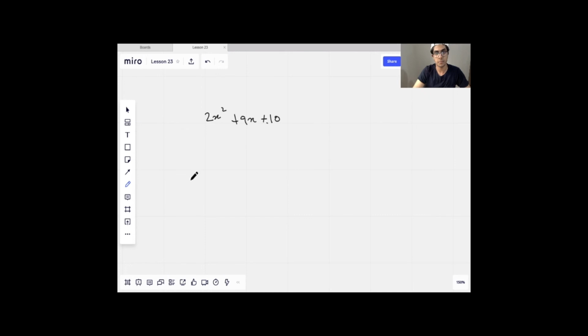Okay, so this is our question, and we have to factorize, so I'll just write factorize. Clearly, if we factor a 2 out, this won't be a whole number anymore. The 9 will become 4.5, which makes our lives a bit more difficult. So this time around, this is the method we use.